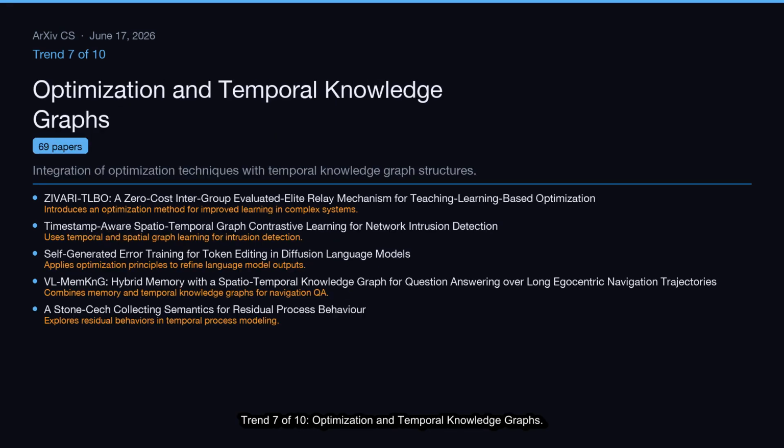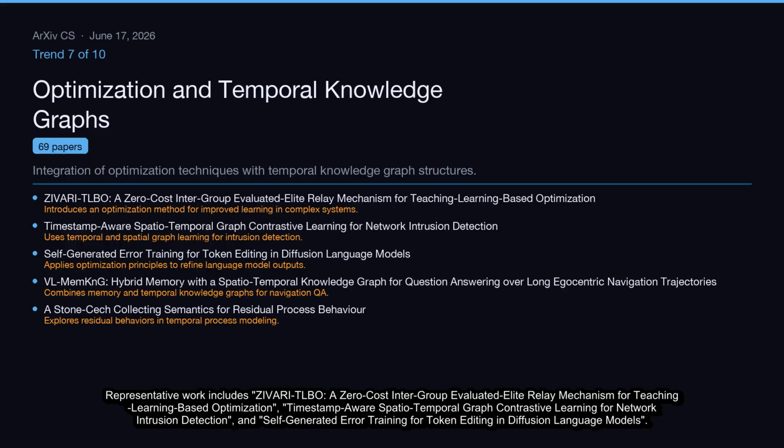Trend 7 of 10, optimization and temporal knowledge graphs. Integration of optimization techniques with temporal knowledge graph structures. This cluster covers 69 papers. Representative work includes ZivReTLBO, a zero-cost intergroup evaluated elite relay mechanism for teaching learning-based optimization, timestamp-aware spatiotemporal graph contrastive learning for network intrusion detection, and self-generated error training for token editing in diffusion language models.